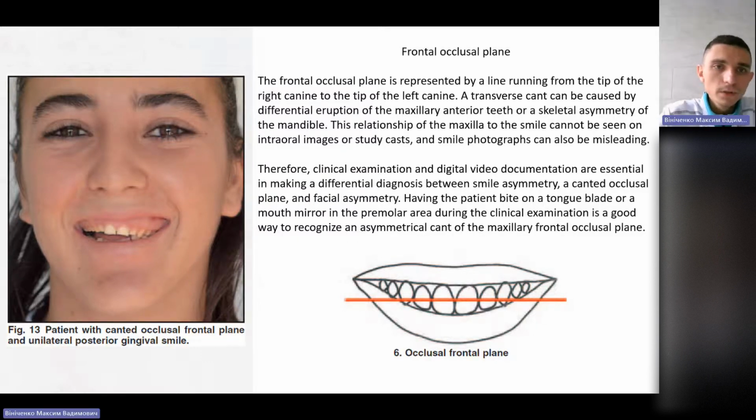The relationship of the maxilla cannot be seen in intraoral images or static casts, and smile photographs can also be misleading. Therefore, clinical examination and digital video documentation are essential in making a differential diagnosis between smile asymmetry, a canted occlusal plane, and facial asymmetry. Having the patient bite on a tongue blade or a mouth mirror in the premolar area during the clinical examination is a good way to recognize an asymmetrical cant of the maxillary frontal occlusal plane.